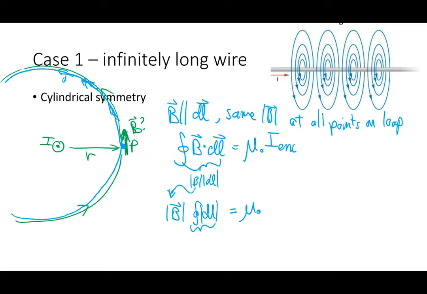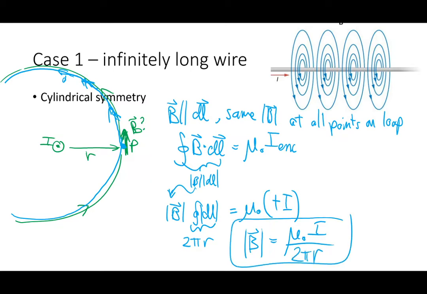And the magnitude of dl would be the circumference around the circle, 2 pi little r. For my current, because I have chosen to take the integral counterclockwise, I use my right hand and it tells me that positive current is out of the page. In this case, my current is in fact out of the page, so this is positive I. And we end up with B equals mu naught I divided by 2 pi r.